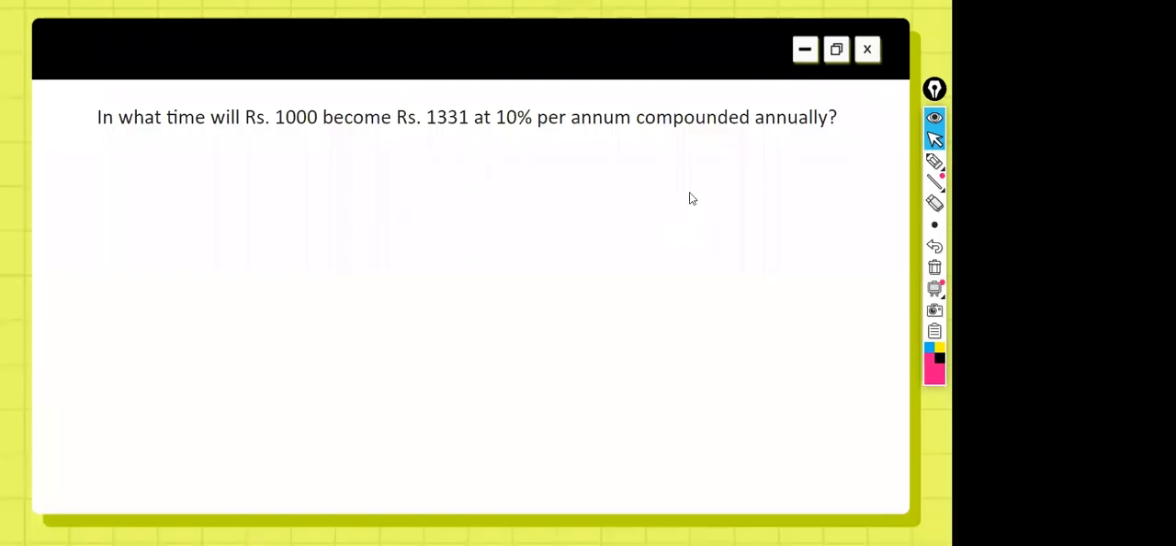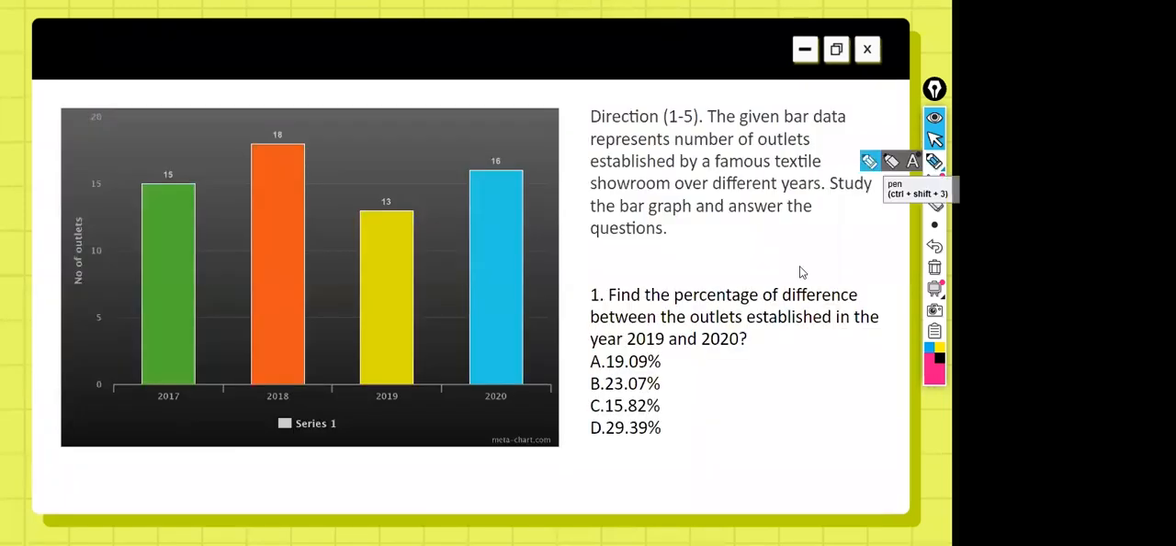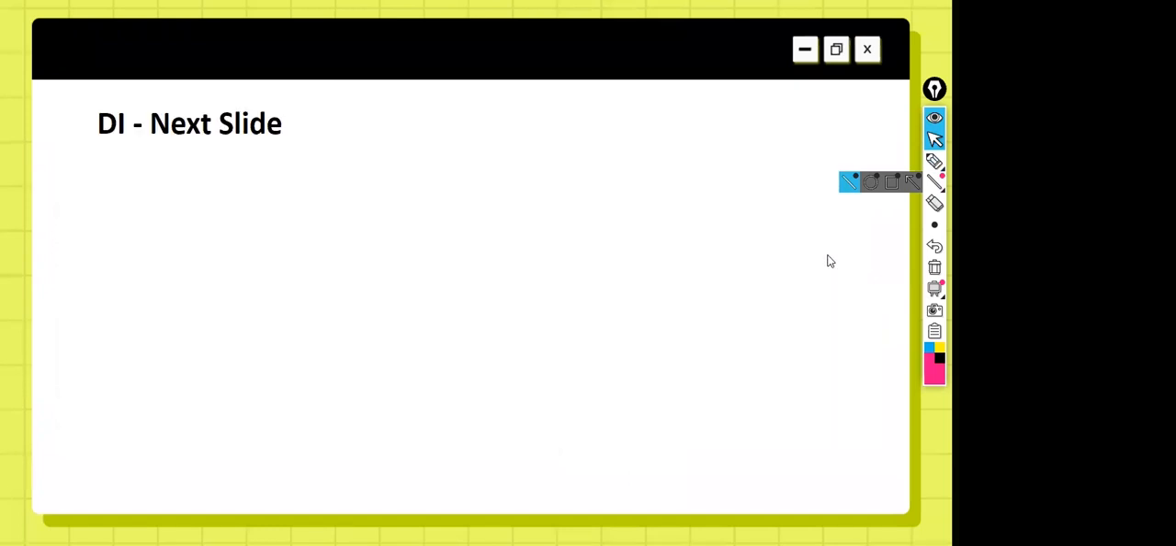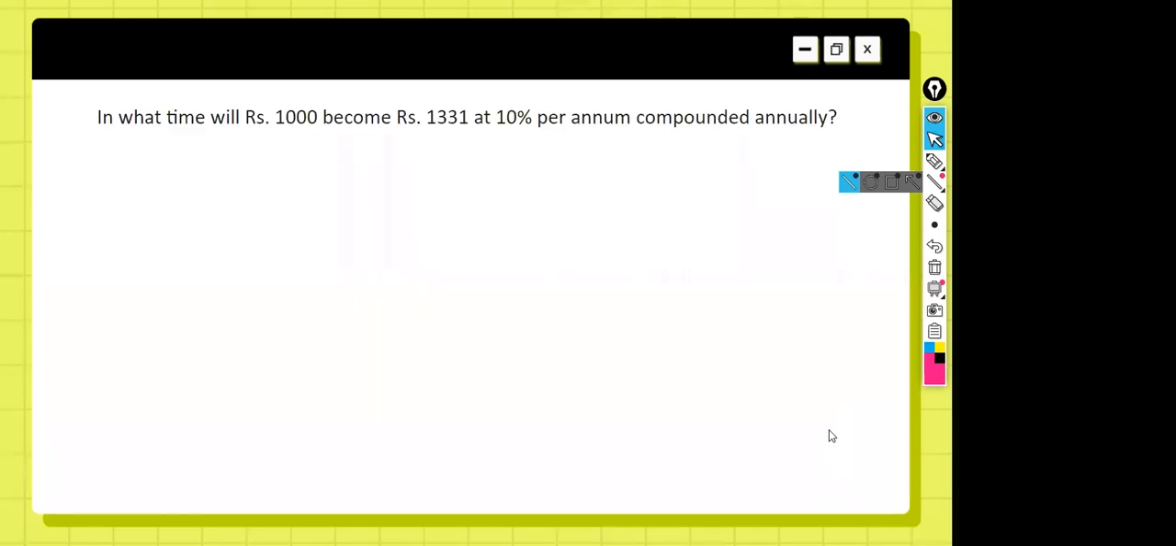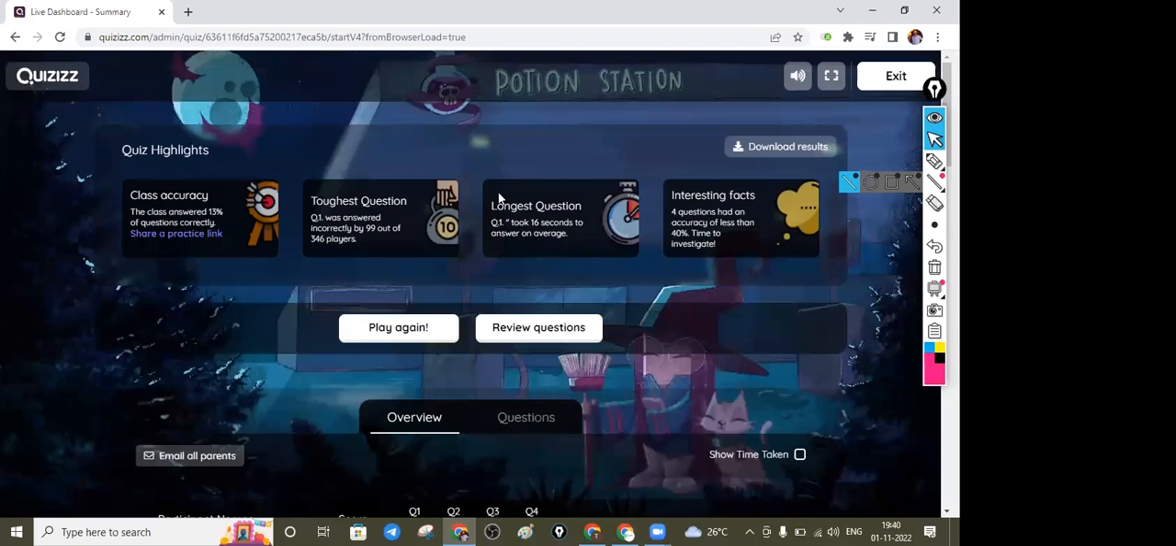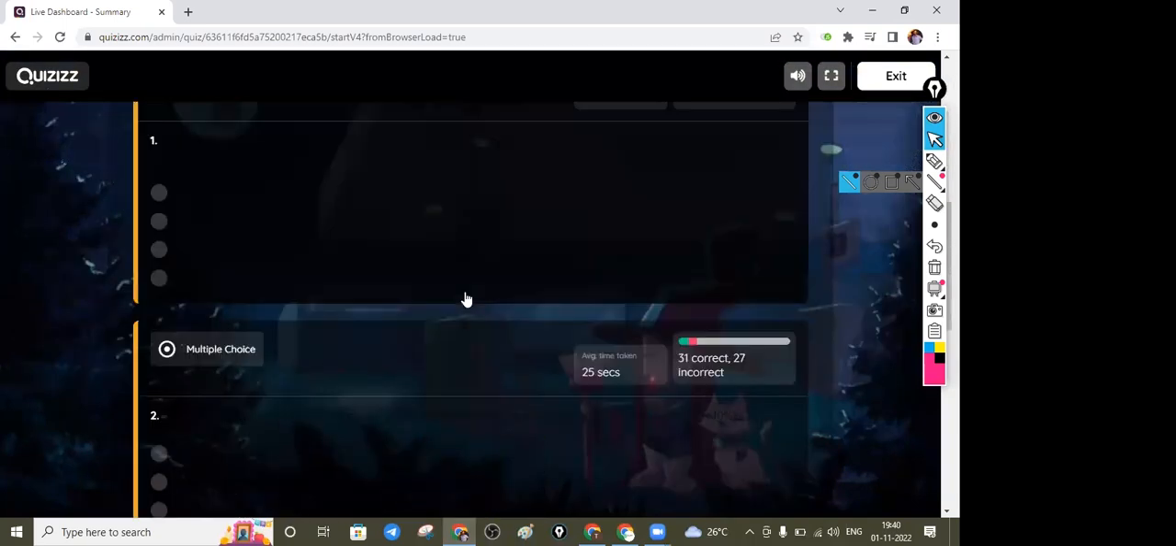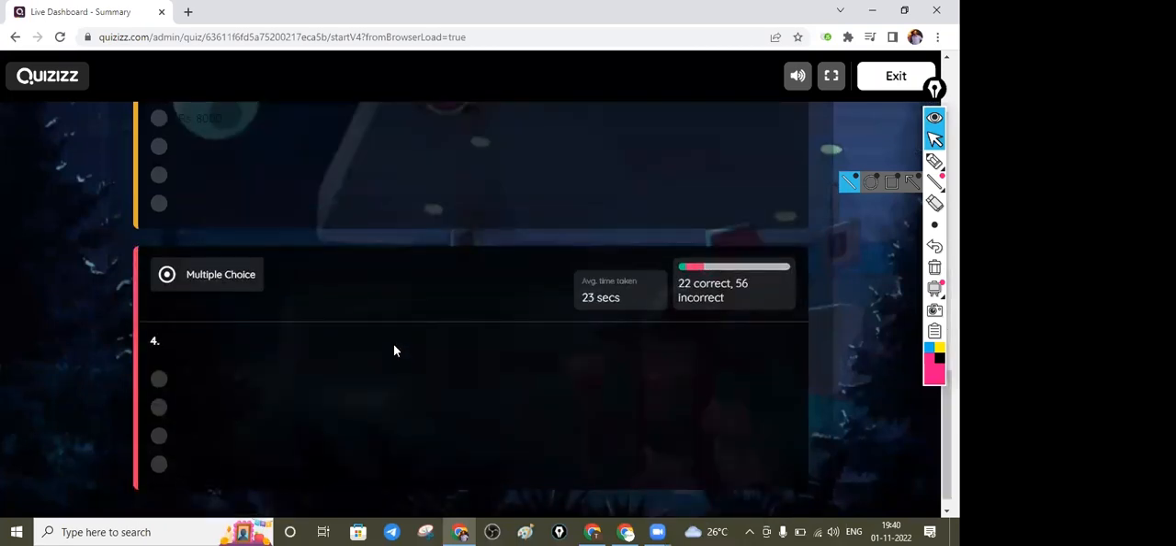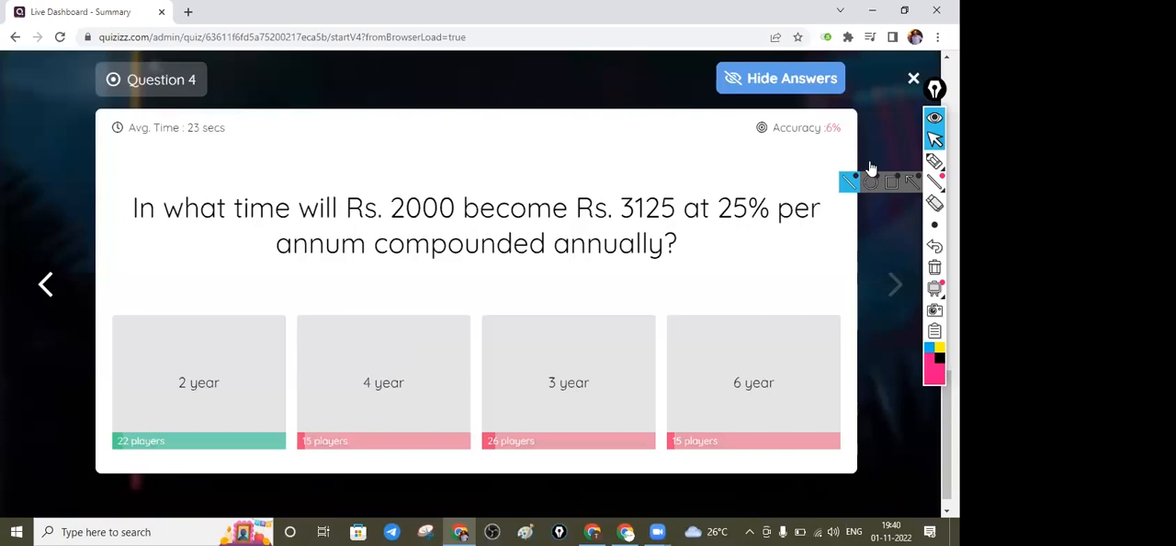So now coming back to data interpretation. I'll just explain that problem. Can anyone tell me what is the problem? It's a very similar problem, I think. This is the question: in what time will 2000 become 3125 at 25% per annum compounded annually?